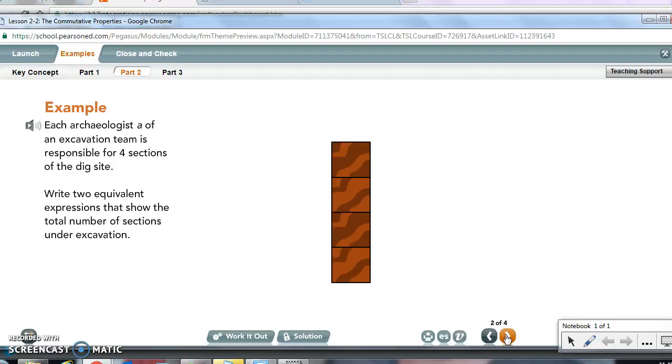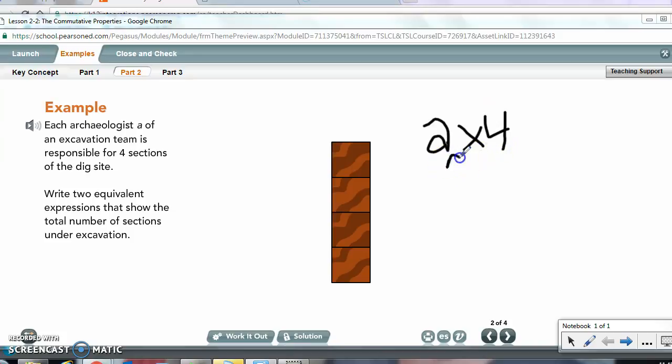It says, each archaeologist, A, of the excavation team is responsible for 4 sections of the dig site. Write 2 equivalent expressions that show the total number of sections. So I know that each person, or each archaeologist, is responsible for 4. So that can be represented as A times 4. Well, by using the commutative property, I can flip these around, and it can now become 4 times A. So A times 4 and 4 times A will both give me my answer.